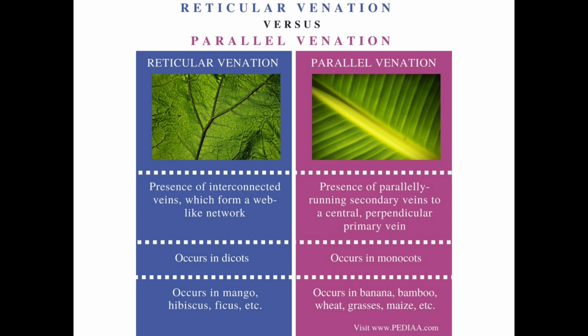There is a midrib in the middle of the leaf which gives out secondary veins and veinlets extending towards the leaf margin, and they create a network of veins. For example, mango or peepal.